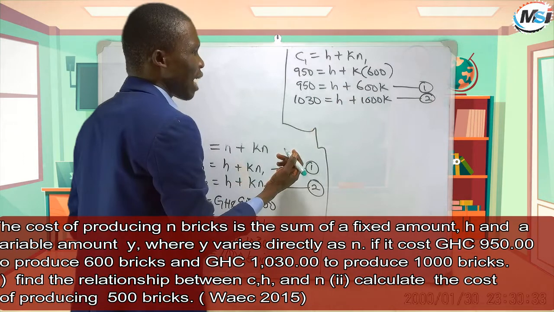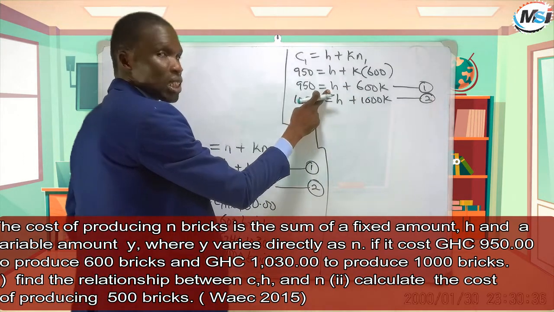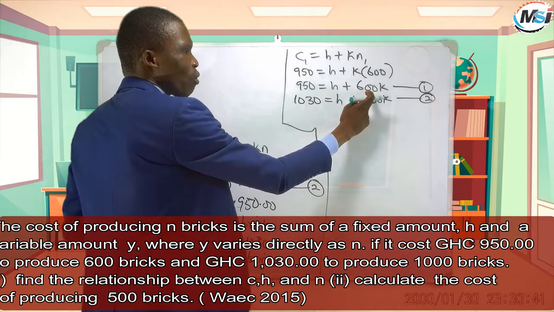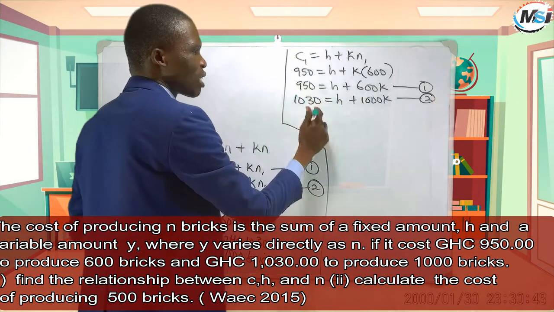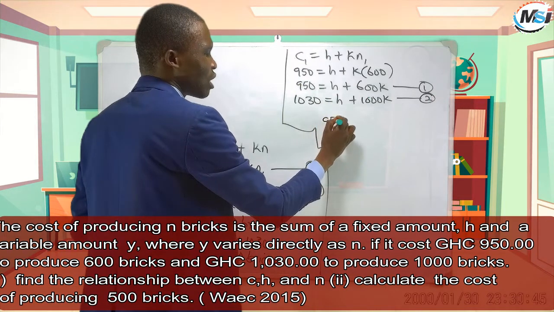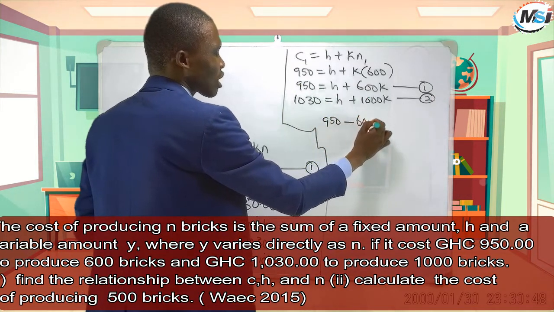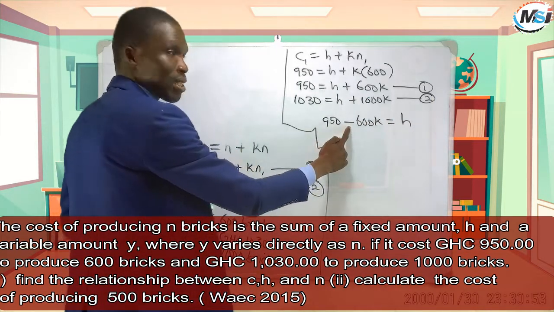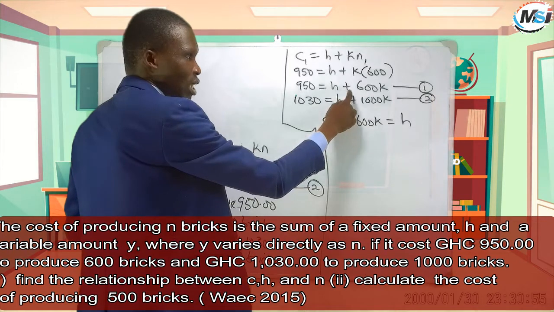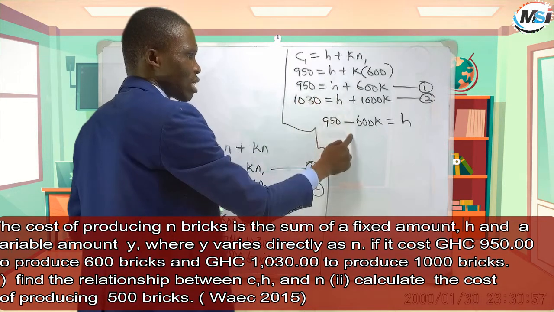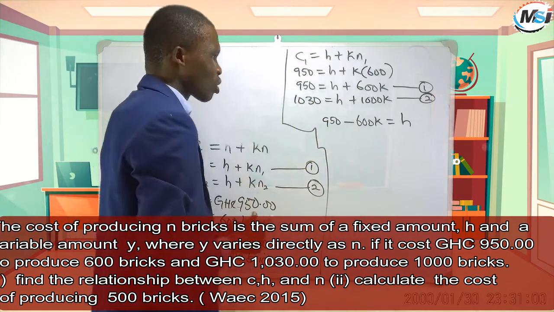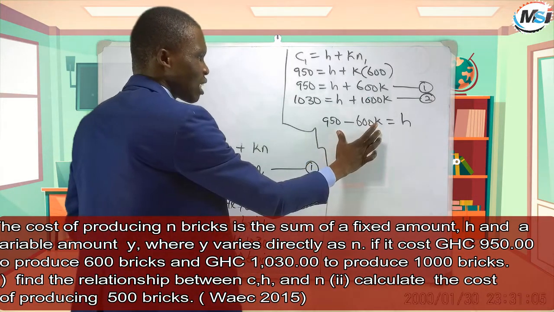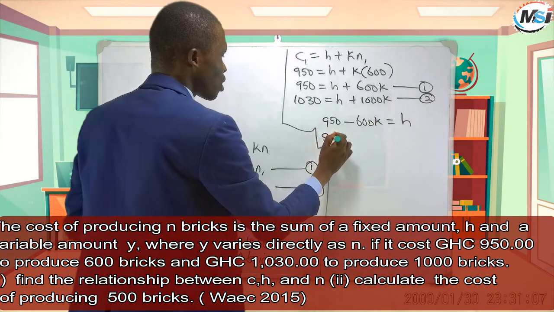From equation 1 now, I want to make H subject of the formula. So what will I do? This plus 600K, I will move it to this side. That will give me 950 minus 600K equals H. The reason this minus is here is because there is plus here, and when this crosses to the other side, it turns to minus. So H will give me 950 minus 600K.